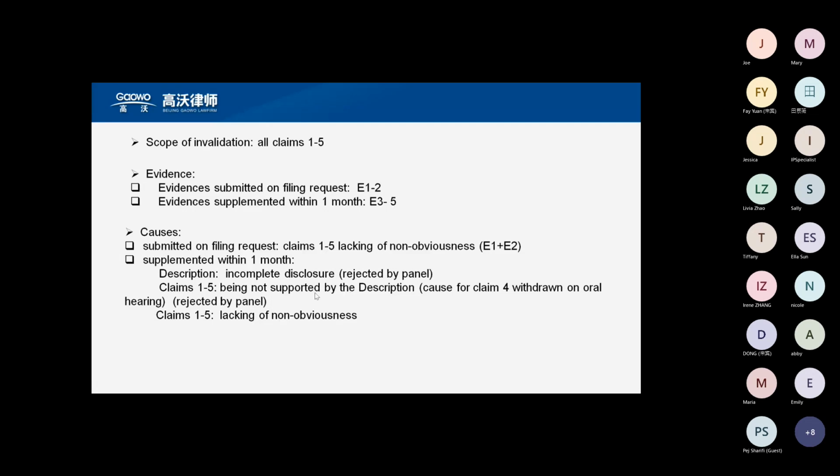Actually, in the final decision, the panel rejected the first 2 reasons and supported the final reason of lacking non-obviousness. Okay. This is my evidence combinations. I provided multiple combinations of evidence: evidence 1 plus common knowledge, evidence 1 plus evidence 2, evidence 1 plus evidence 5.